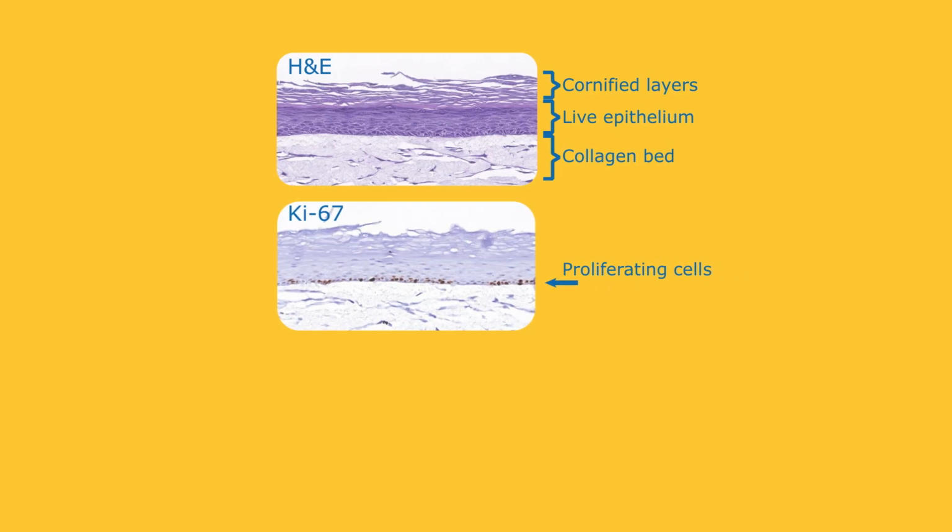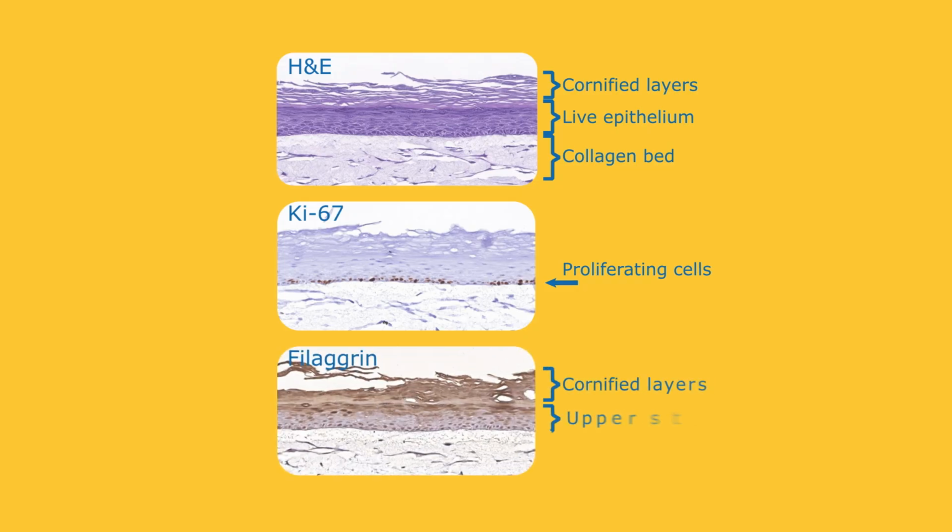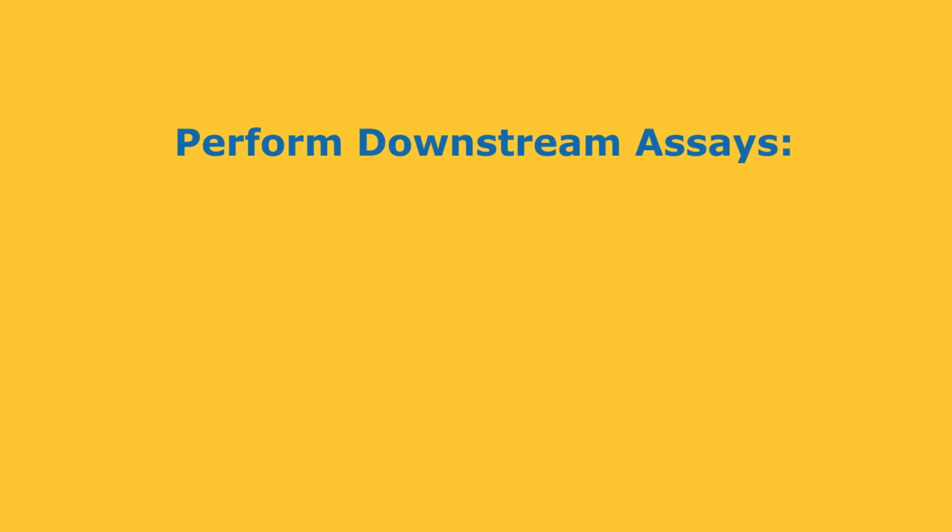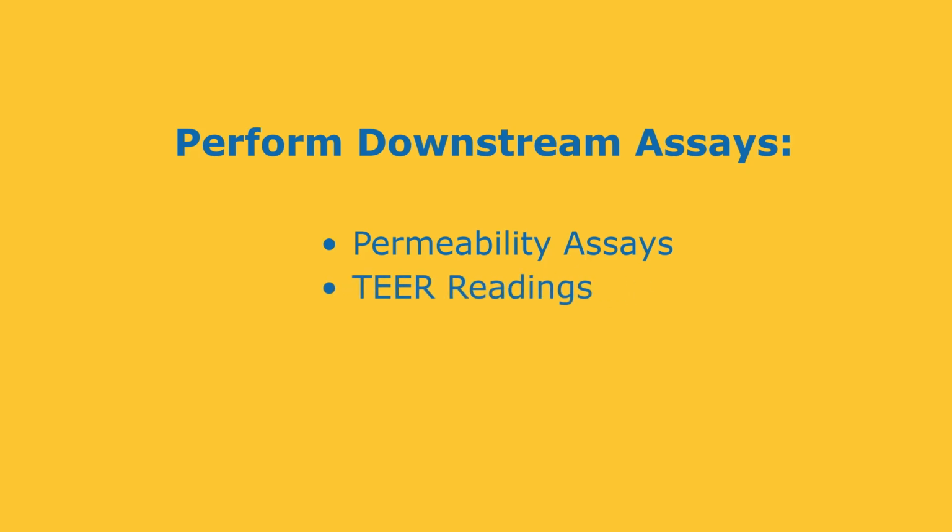In following these steps, you can expect to see these 3 separate layers in your culture, ensuring confidence when performing downstream assays. You can also stain for Ki67 and filaggrin to confirm the proliferation and differentiation of the skin model. Downstream assays can be performed on the skin model, such as permeability assays, tear readings, drug screens, and wound healing.